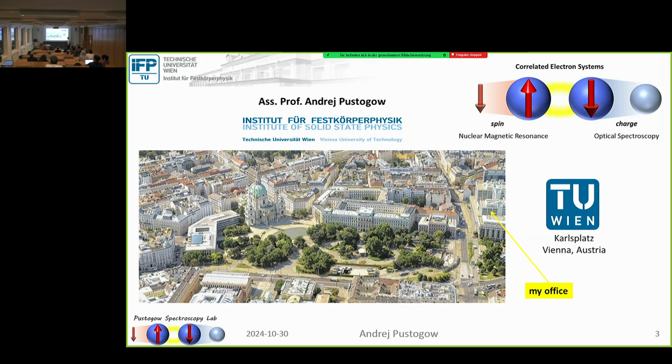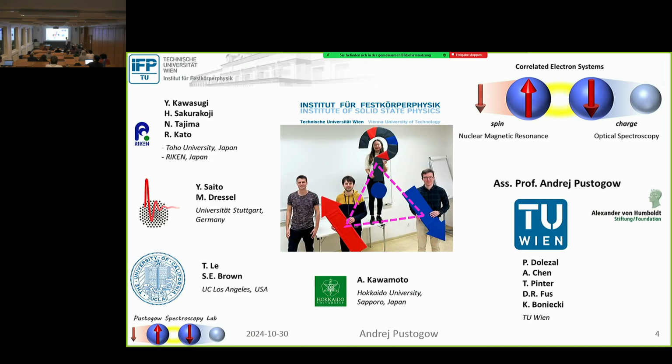So there's the city center of Vienna. Here you see the Wiener Musikverein, where you have the New Year's concert every year. And from my office, I can see it right there. Of course, I cannot hear it because it's closed.